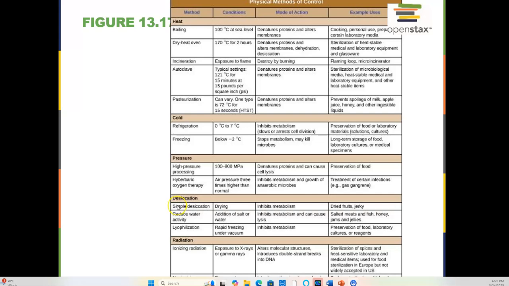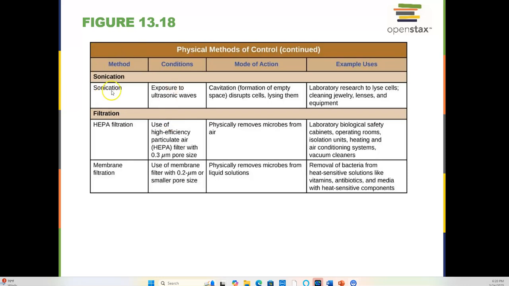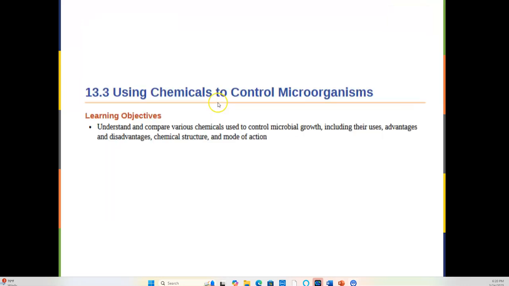So I would screenshot this and take a look at it. This goes through all of them. Some of them we didn't talk about, like pressure. But yeah, this goes through all of them. There's more. Sonication we didn't talk about. That's the exposure to ultrasonic waves that will lyse the cells. That's how they clean jewelry and stuff like that.